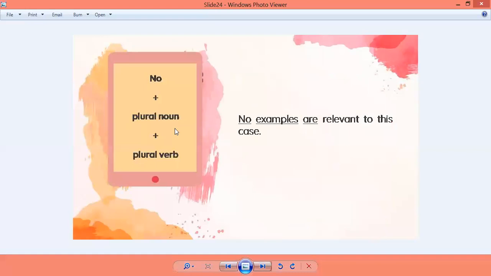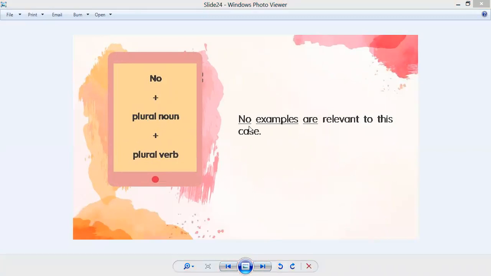Next, when a plural noun is used, when it is followed by no plus plural noun, अभी यहाँ singular नहीं है, plural है, then it will be followed by a plural verb. Say for example, no examples are relevant to the case. यहाँ पे हमने example नहीं, examples use किया है. This in itself is plural, and hence our verb is also going to be are, which is plural.